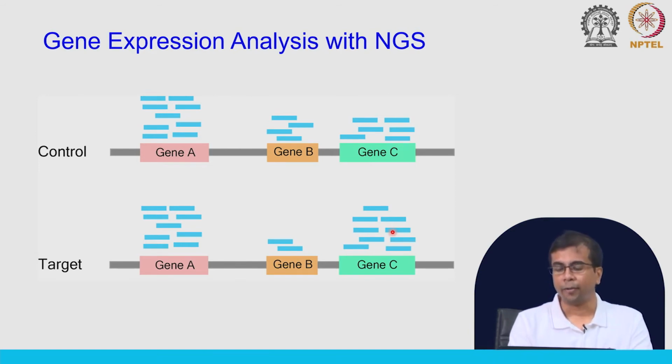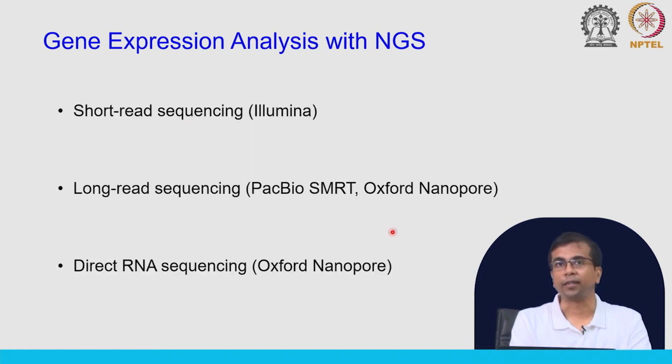Now, when you are doing this gene expression analysis, you can do this with short read sequencing, for example, the Illumina platform. You can do this in long read sequencing now with PacBio SMRT or Oxford Nanopore, and you can do direct RNA sequencing using Oxford Nanopore. If you remember the principle, with the Nanopore platform you can directly pass RNA and detect the signals and identify the bases.